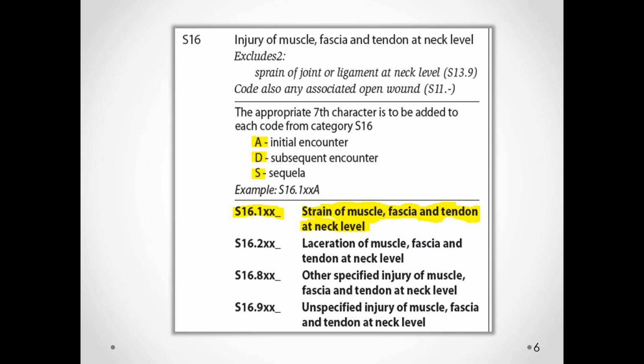Which is a group of codes for injuries to muscle, fascia, and tendon at the neck level. And I want to point out the instructions for the 7th character. These codes describe conditions that patients can have, and that 7th character provides extra detail. And in this case, it's either an A, a D, or an S.